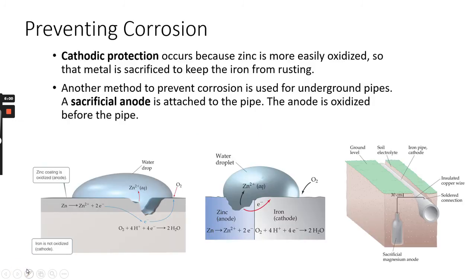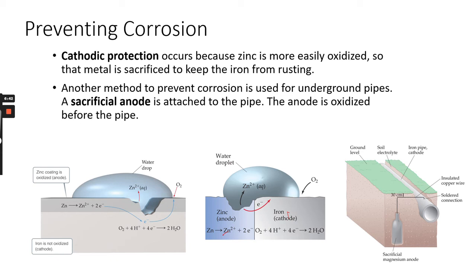How do you prevent this rusting or corrosion from occurring? Well, there are two ways you could do that. You have your cathodic protection, which occurs because zinc is more readily oxidized. So this metal is sacrificed to keep the iron from rusting. Basically, here is your iron, and they put a thin layer of zinc on there. Then your water droplet is sitting there. If we zoom in here, zinc is your anode, and your iron would be your cathode. What happens is the zinc will react before the iron does, so the iron will not rust. The zinc coating oxidizes, and the iron does not.